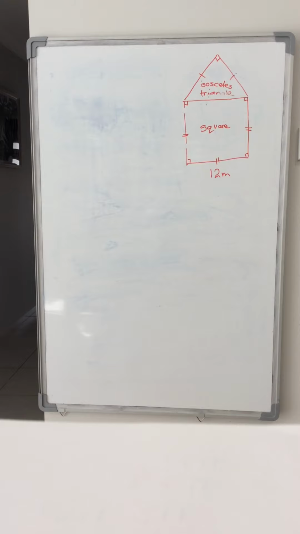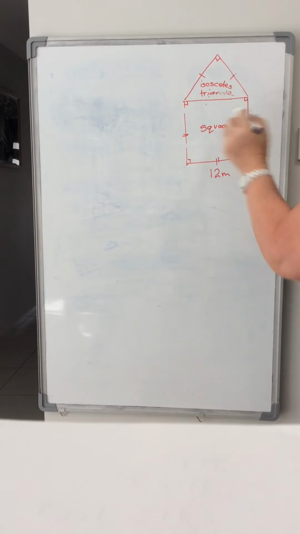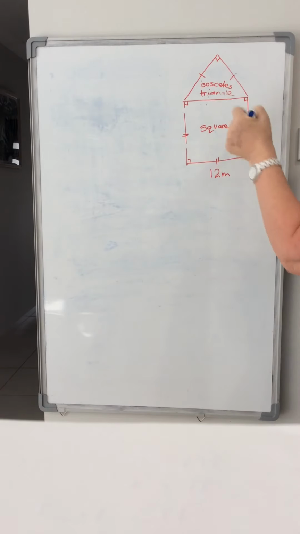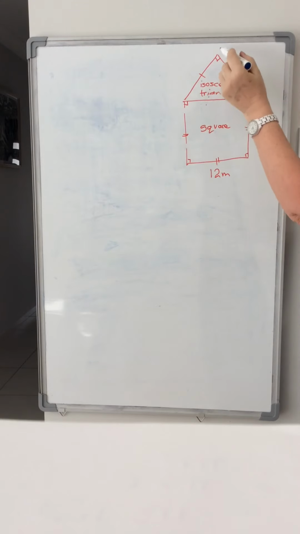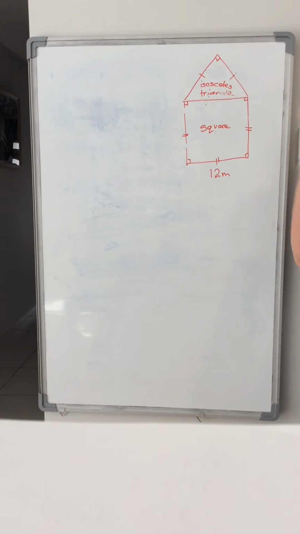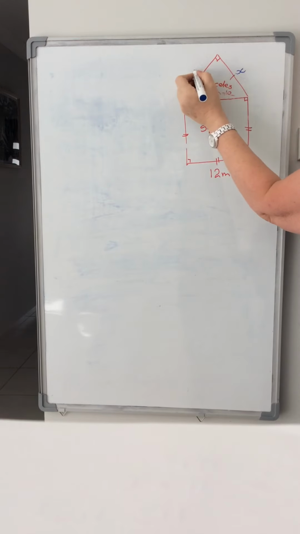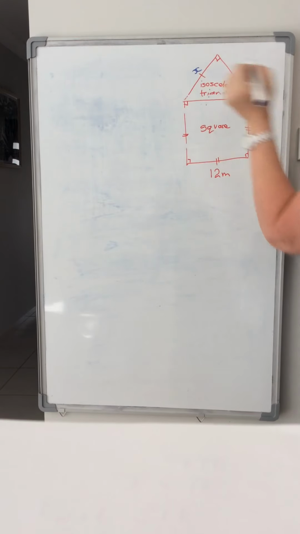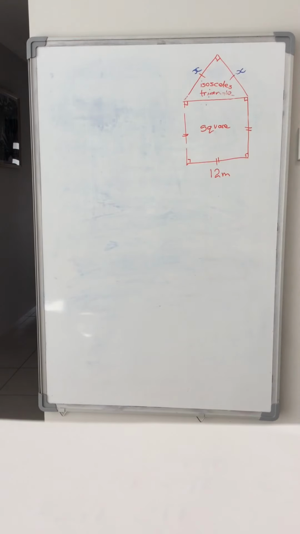First thing we've got to do is we've got a square and we have an isosceles triangle. We know that a square has all sides equal, and we know that an isosceles triangle has two sides equal. And these sides, since they're the same, we are calling them x. The first thing that we're being asked to find is the value of x using Pythagoras' theorem.